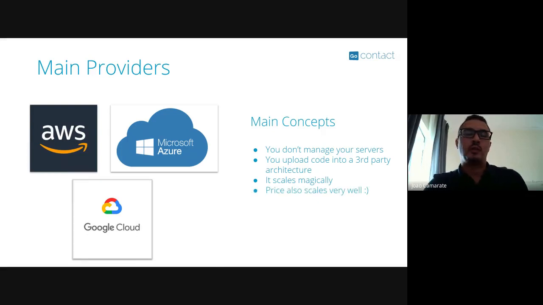Price also scales, of course. If you start using it more intensively, yes, you're going to pay more. So the main providers around serverless are AWS, Azure, and Google Cloud. AWS was kind of the pioneer on this, as they offered their Lambda solution. And also, a lot of things that you see as a service, like CPaaS, like Twilio, also fit into this category of serverless, because actually you're running code without actually managing the servers.